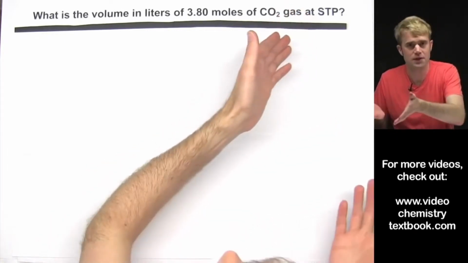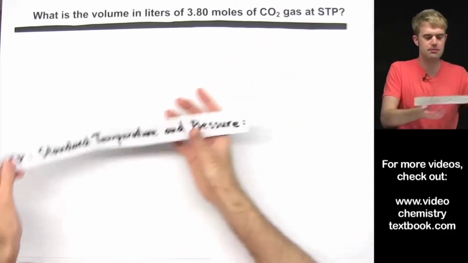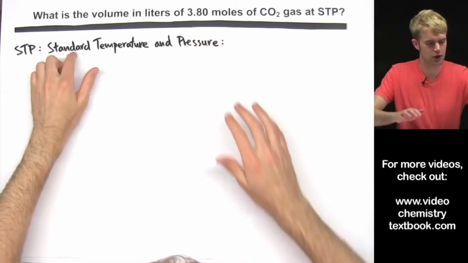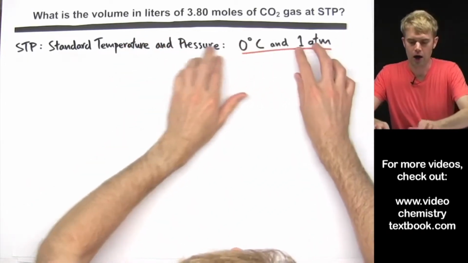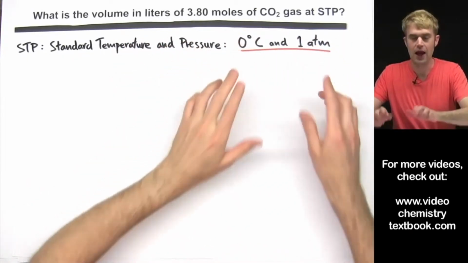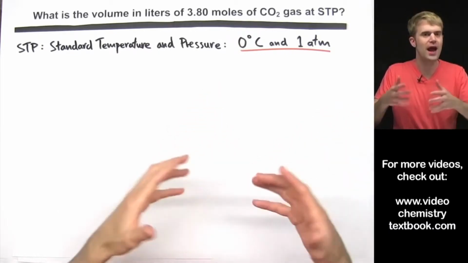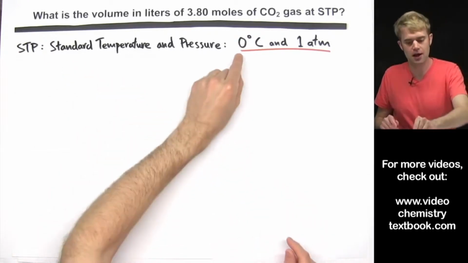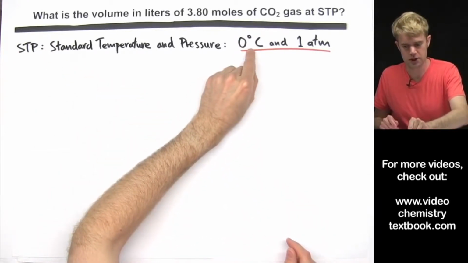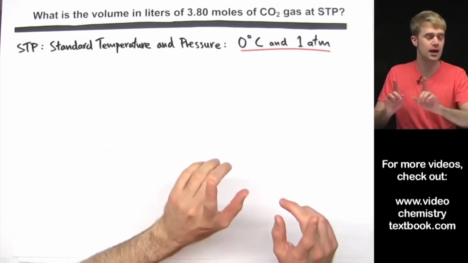First off, what's STP? Well, STP is an abbreviation for standard temperature and pressure. And standard temperature and pressure are 0 degrees Celsius and 1 atm. So whenever we're talking about something that takes place at STP, it means that the temperature is 0 degrees Celsius and the pressure is 1 atm.